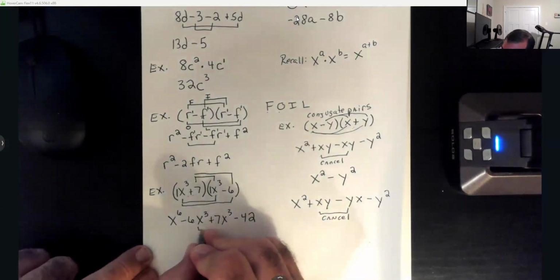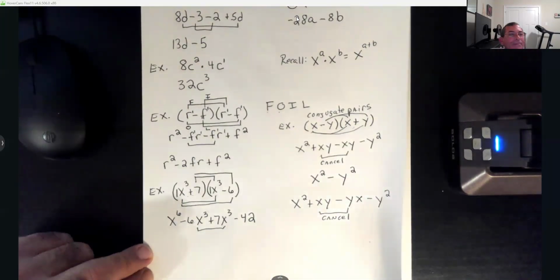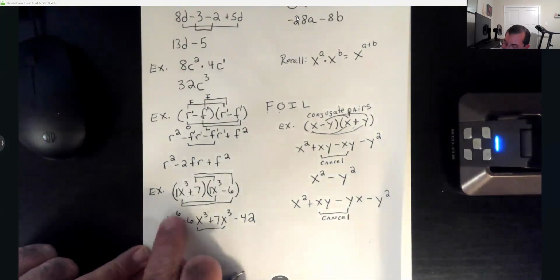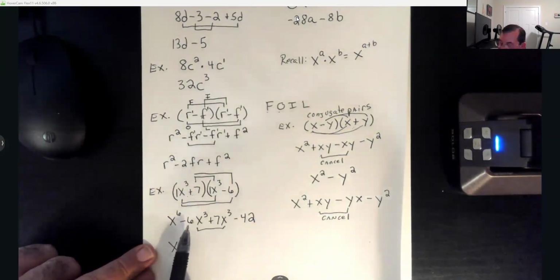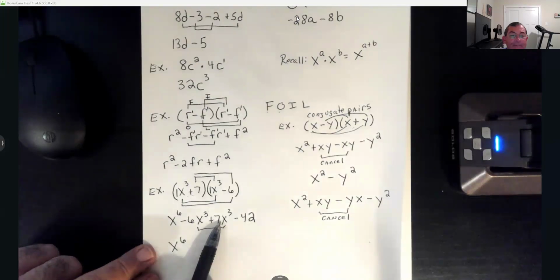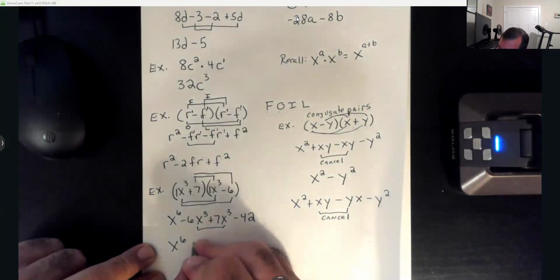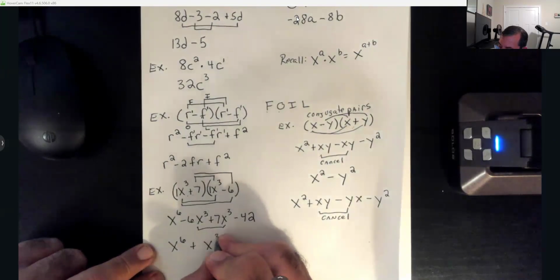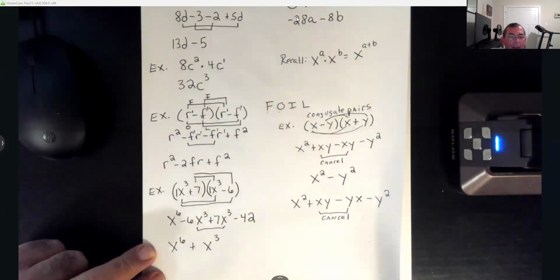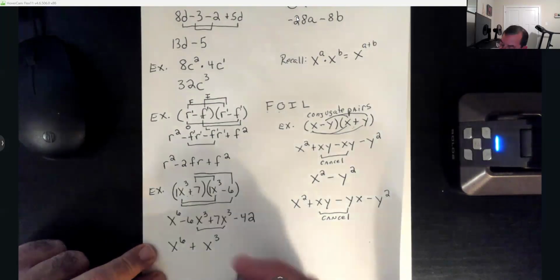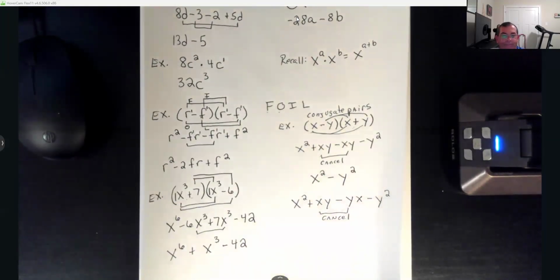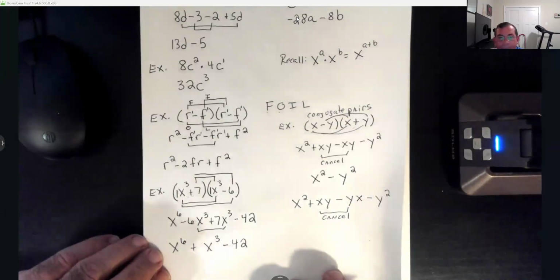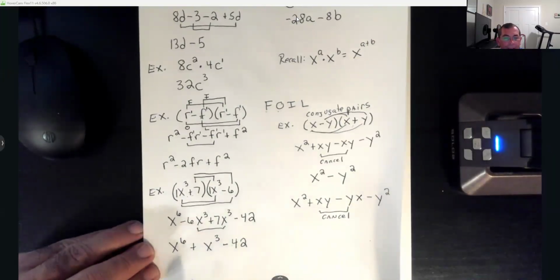Can y'all go further? Yeah, we got these x cubed terms that look the same in the middle. So bring down your x to the sixth. Oh, look at that. Negative 6 plus 7 leaves me 1x to the third. And then at the end, I'm going to bring down my negative 42. And then y'all, no further can I go.